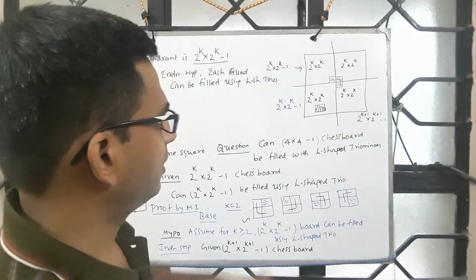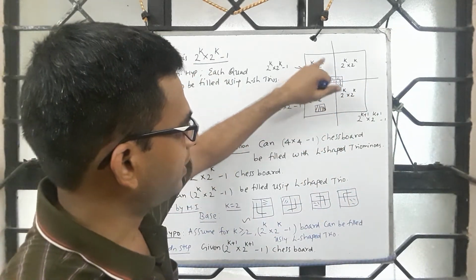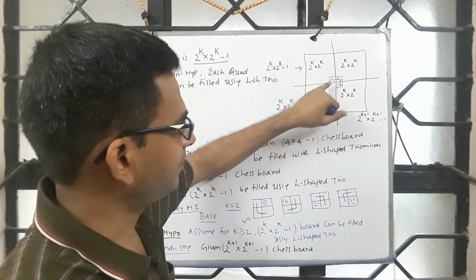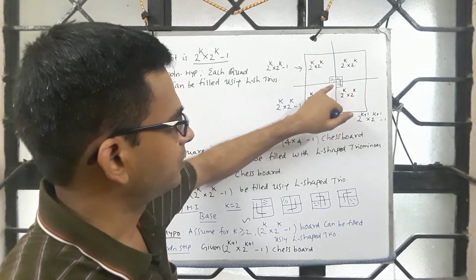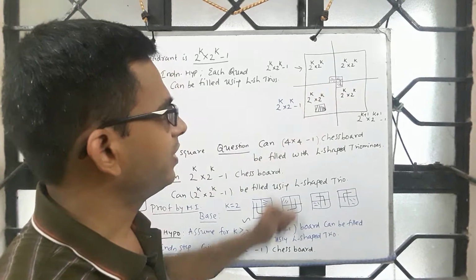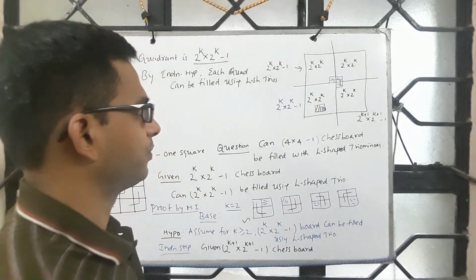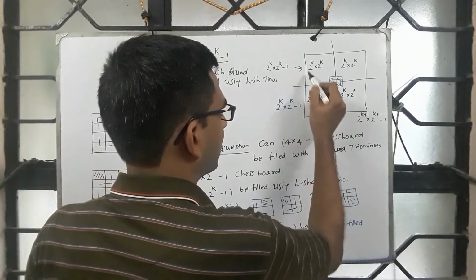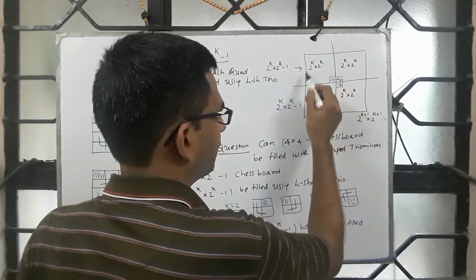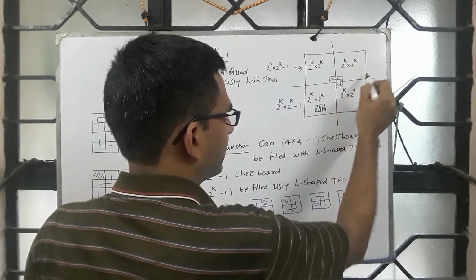So I did not remove some arbitrary square from each of them. Instead, I carefully removed the corner square so that these three can be filled using an L-shaped triomino. So we know that the rest of this can be filled. We know the rest of this can be filled.